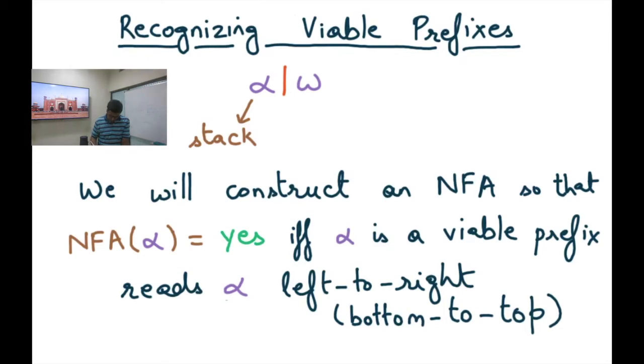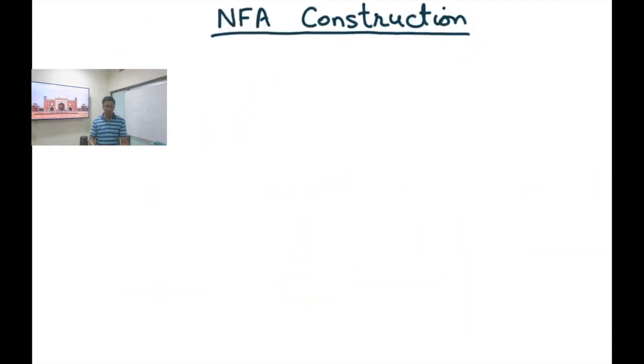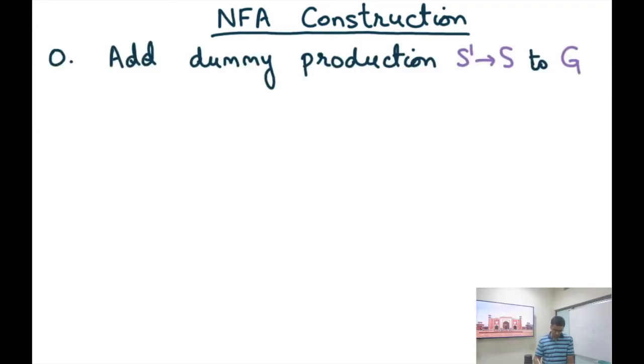So all right, we're going to discuss an algorithm, given a context-free grammar, that constructs an NFA for that context-free grammar to identify the set of viable prefixes. So here's the algorithm for the NFA construction. The first thing I'm going to do is add a dummy production, S prime produces S, to G. So if the start symbol of the grammar G is S, then I'm going to introduce another symbol called S prime and make S prime the new start symbol of G.